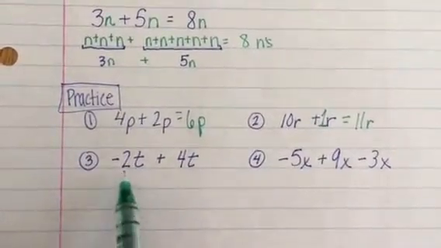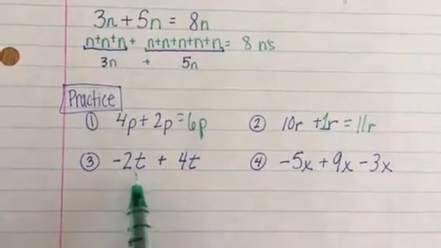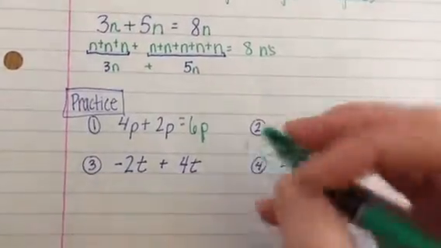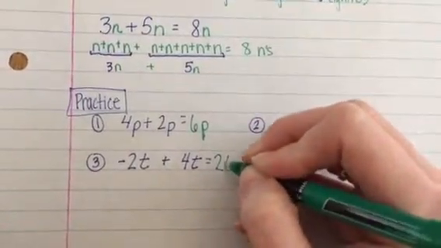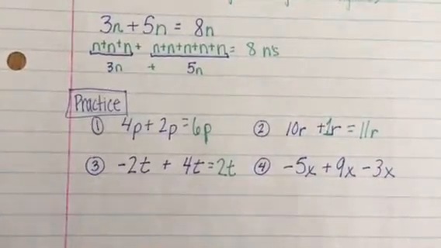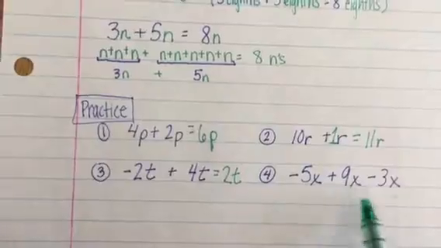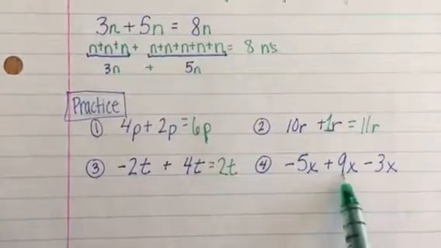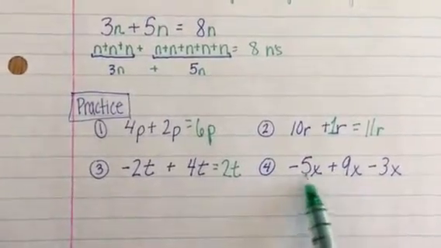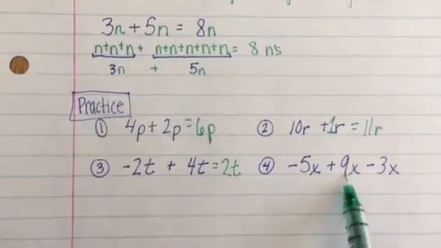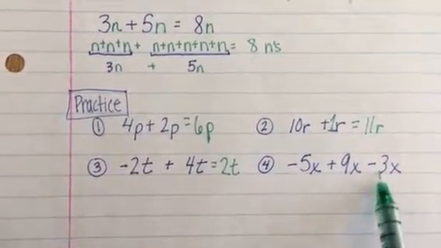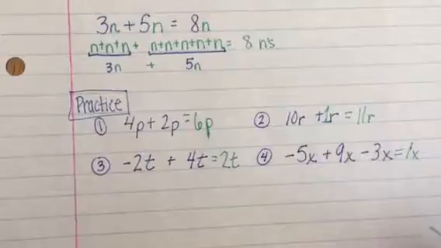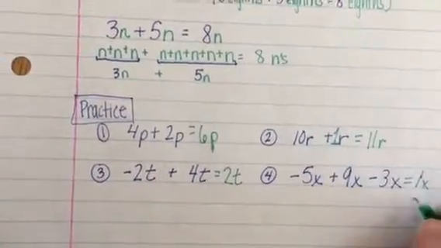Number 3, if we have negative 2t, so we owe 2 t's maybe, and we're adding 4t to that, negative 2 plus 4 is positive 2, and we just bring our unit along, t. And in number 4, we have a slightly longer expression, but the same rules apply. Negative 5 plus 9 would be a positive 4, so negative 5x plus 9x equals positive 4x. Positive 4x minus 3x is just 1x. Or like we talked about up here, we could just say x.